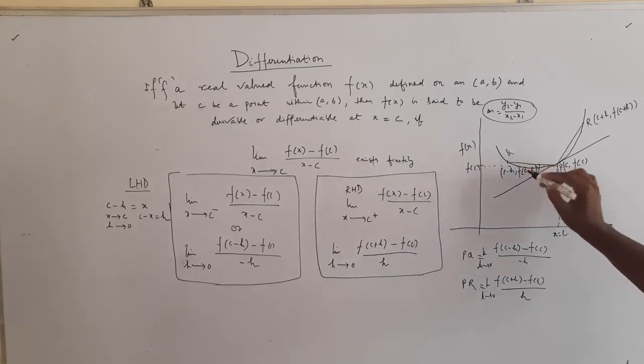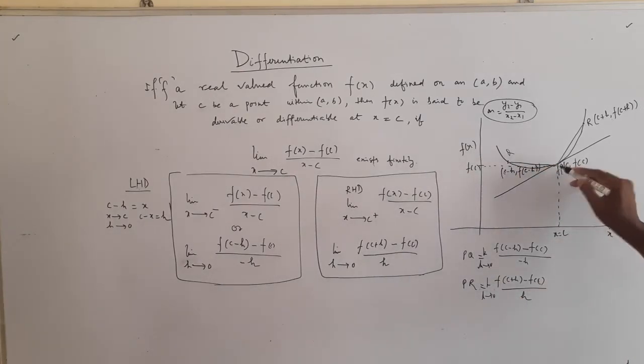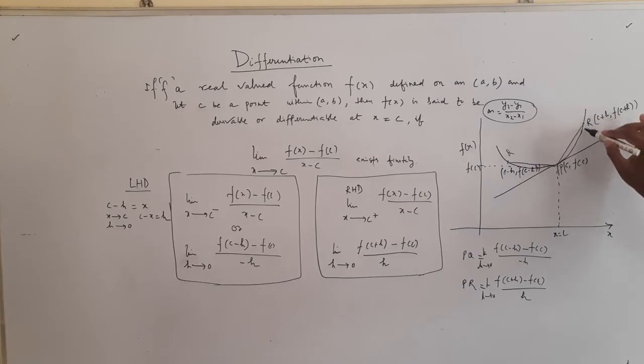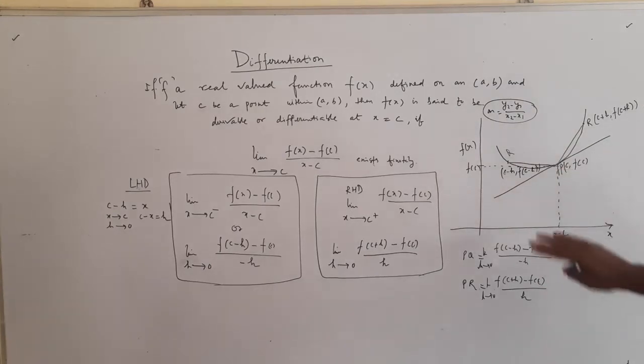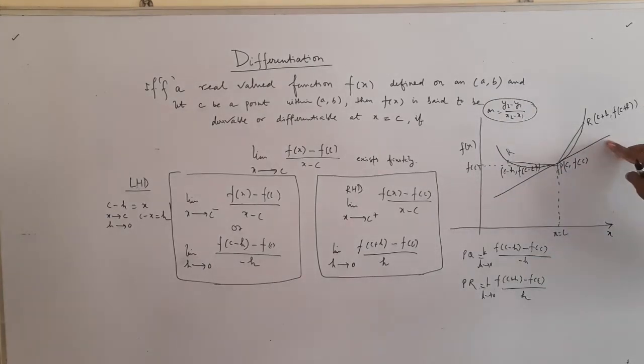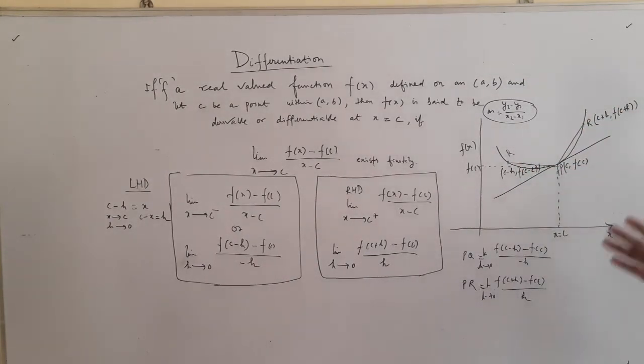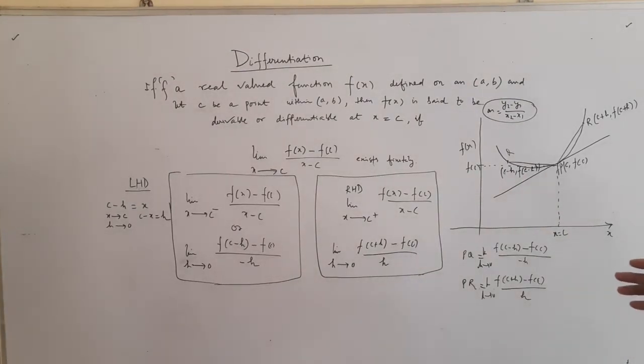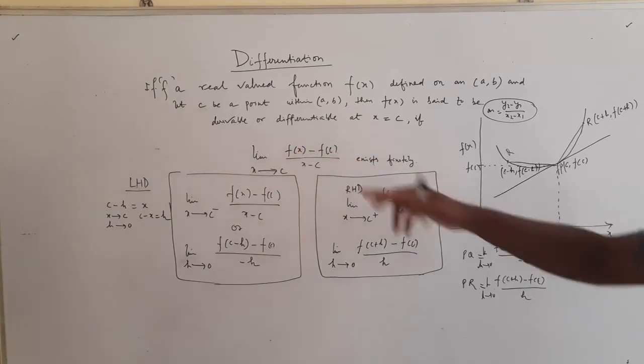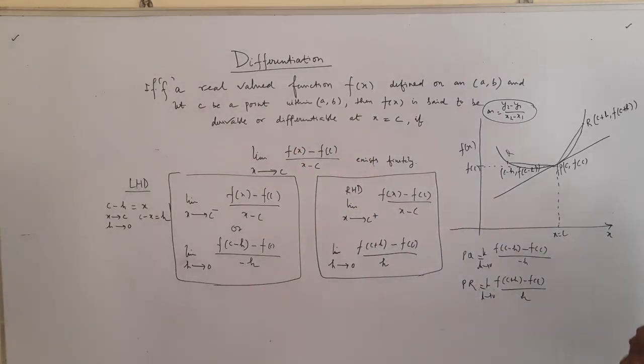If h becomes 0, then Q will coincide with P, and R will also coincide with P. It means the chords PR and QP will all be coinciding at P, and this line, which is the tangent, will become equal to these two chords, or you can say the chord has become the tangent. This is the idea of differentiation. Differentiation means finding the change in the y component over the x component. This is also called the slope or the gradient. So this is all about differentiation.